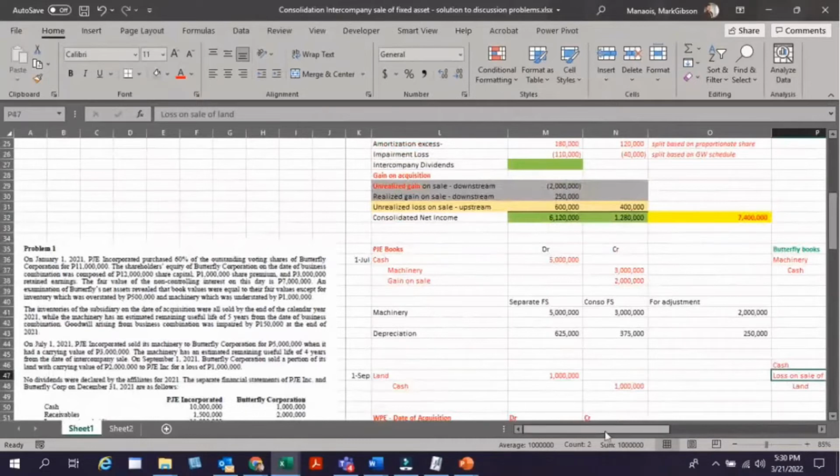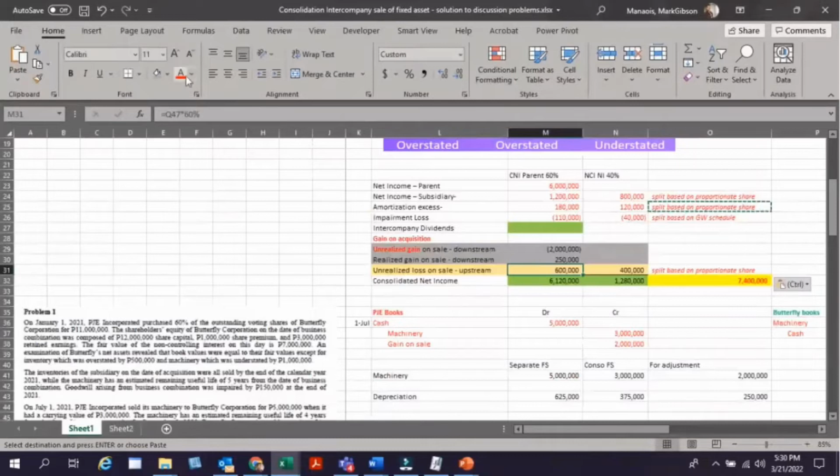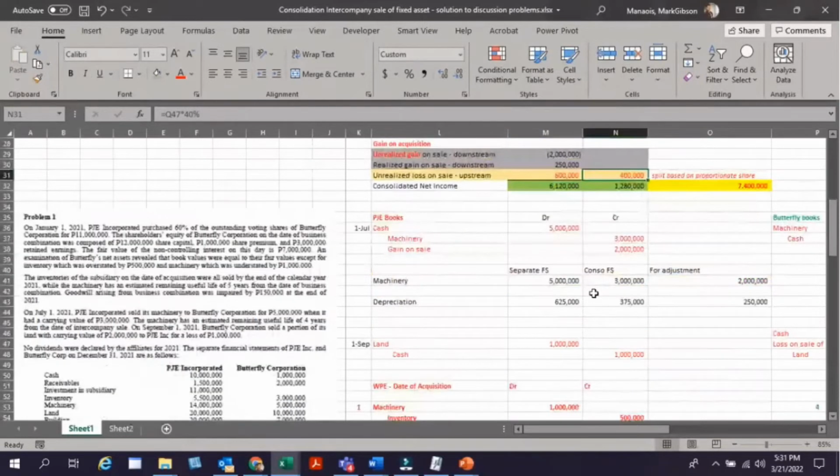No? So paano natin gagawin yan? Again, this is already upstream. No? So meron tayong unrealized loss on sale upstream. We have to split it based on proportionate share. So paano yon? 1 million multiplied by 60%, that's for the parent, that's 600,000. At the same time, 1 million multiplied by 40%, so that's 400,000. No? So with that, na-account na natin ngayon yung unrealized loss on sale for upstream.